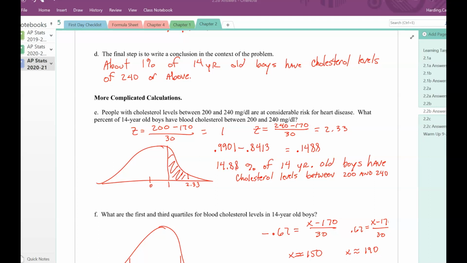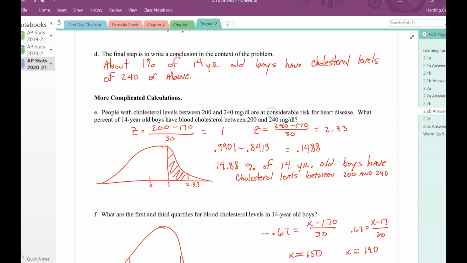The standardized score for 240 again was 2.33. If we look at the percent of boys that are below each of those, 0.99 and 0.84, we're looking for the area in between. So about 14.88% of 14-year-old boys have cholesterol levels between 200 and 240. We can also relate these back to the quartiles and actual percentages.